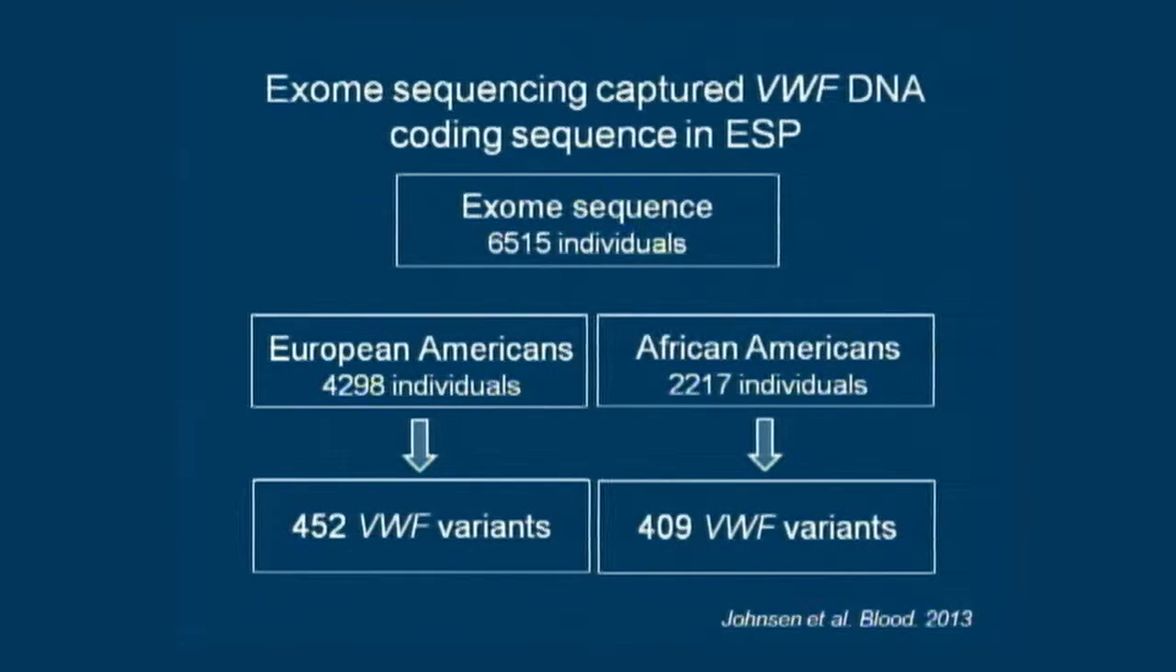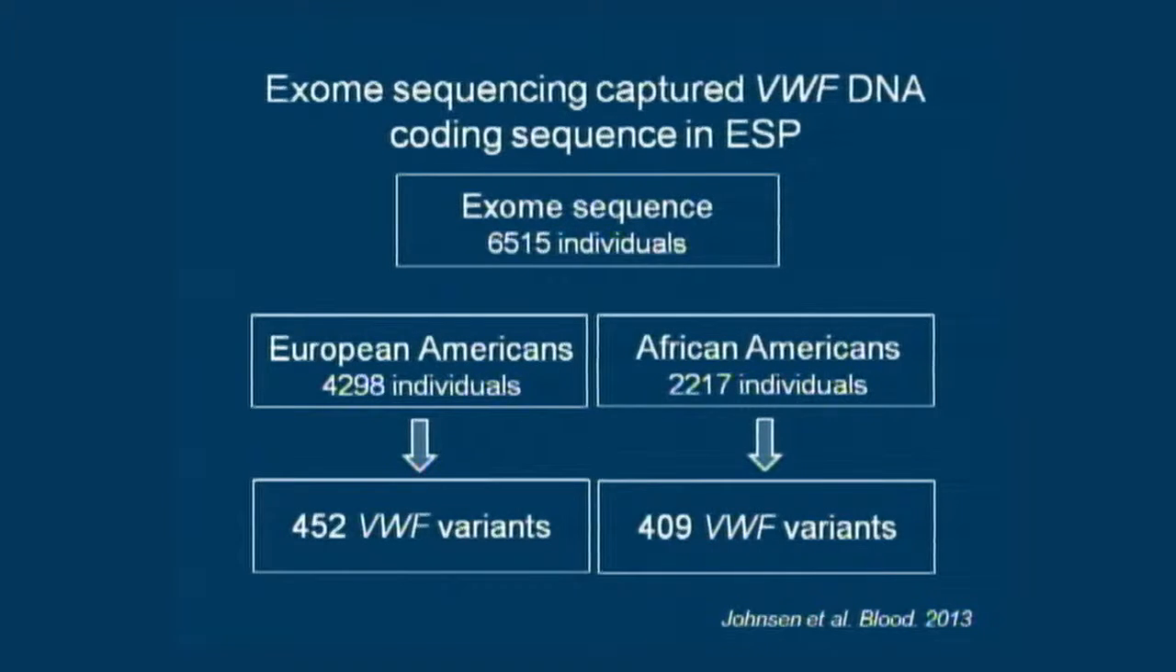There's exome sequence data at the time that we did this analysis in about 6,500 people. About 4,000 of them are European American descent, and 2,200 of them are African American descent. And of these, looking in the von Willebrand factor gene, which if anyone's ever looked, it's 52 exons and huge. There's a lot of variance, and part of that might be just simply because it's huge, and part of it might be because VWF actually is a highly variant gene.